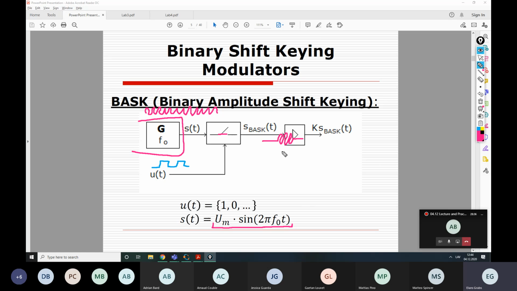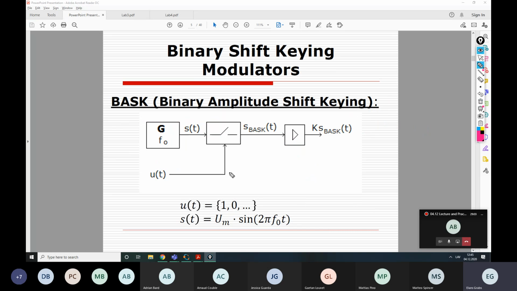So this provides these bursts of the harmonic signal, which are then amplified. This is our amplifier, and the signal is sent to the antenna. And then from the antenna, it's transmitted further. So that's quite a simple and easy way to generate the signal.